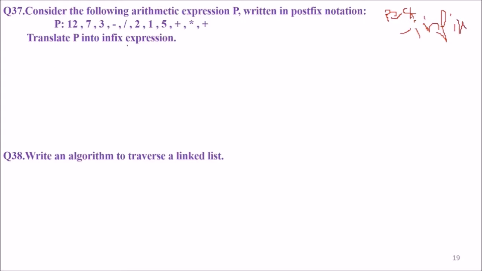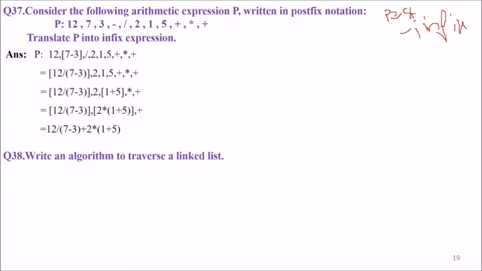So let us translate it into infix. First of all, you have 12, 7 and 3, minus, and all this. So what we can do here is place 12, 7 and 3 like this. But as soon as some operator is there, we'll take the previous two values and put the operator in between here. So it will be 12, 7 minus 3, divide, 2, 1, 5.